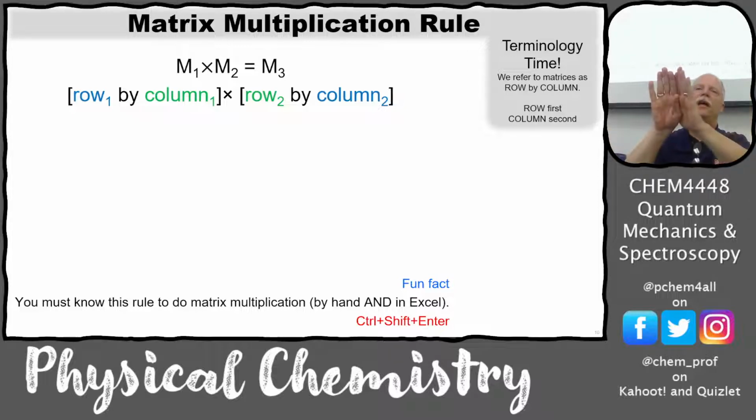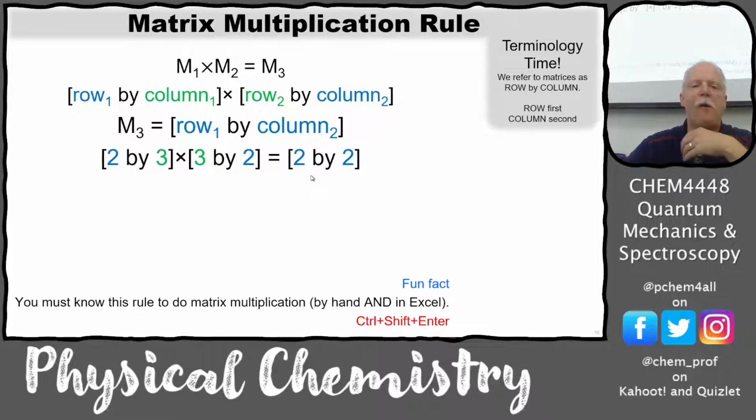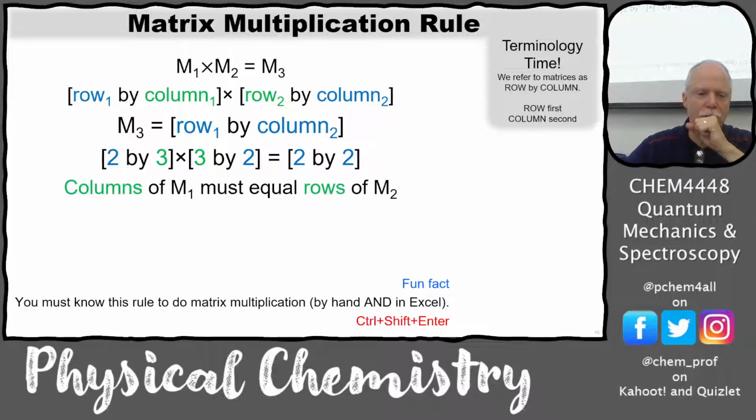So when they rotate up, every number has something to multiply against. And so if those don't match in the middle, then you get an error. And then the result is the outer 2 numbers. So we end up with row by column on the outside, that's what the result will be. So M3 is going to be the rows of matrix 1 by the columns of matrix 2. So if I have a 2 by 3 times a 3 by 2, I get a 2 by 2, which was the previous example. And so the columns of M1 must equal the rows of M2.